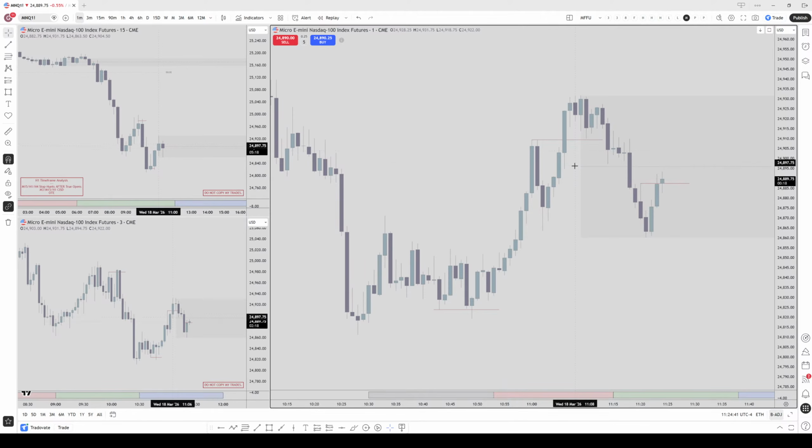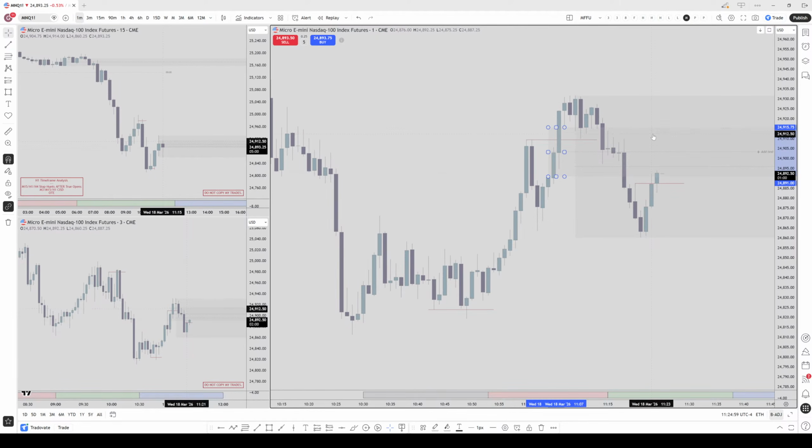Currently, based on this range, we also have this inversion fair value gap right here from this candle's low to this candle's high. Now preferably it does not close above the inversion fair value gap.